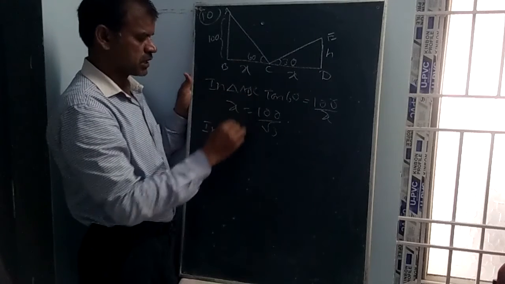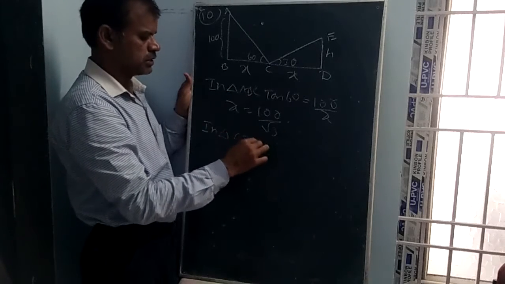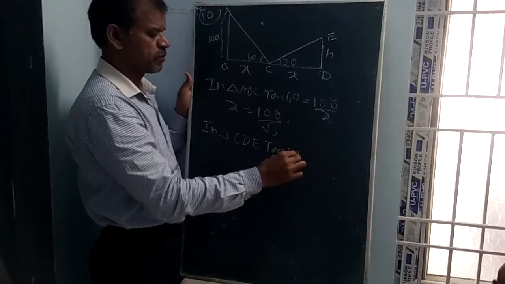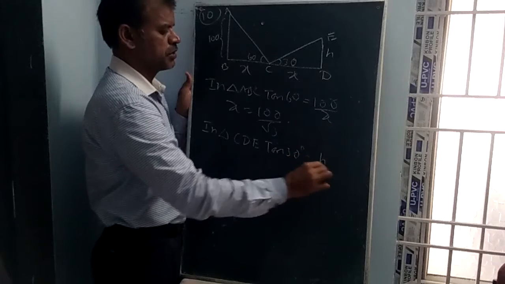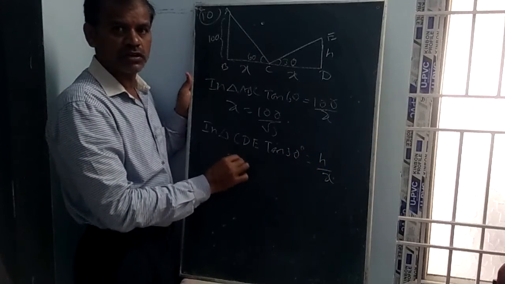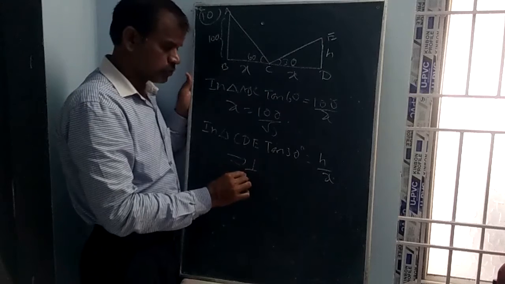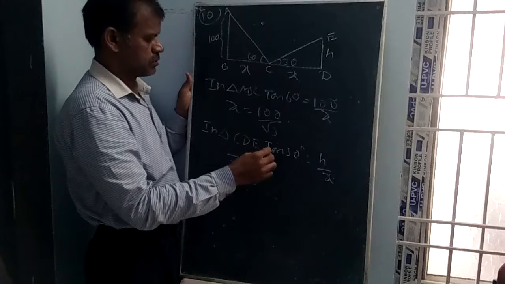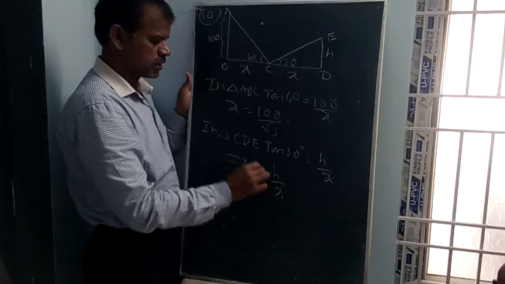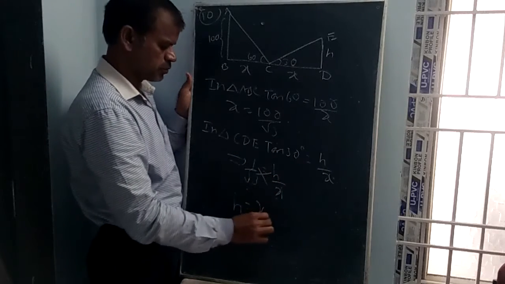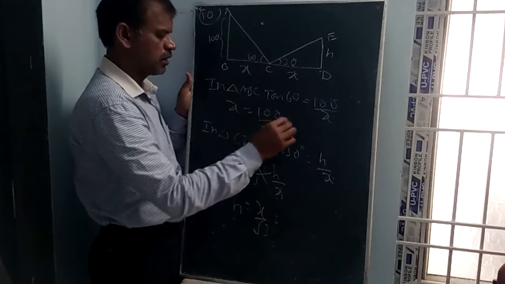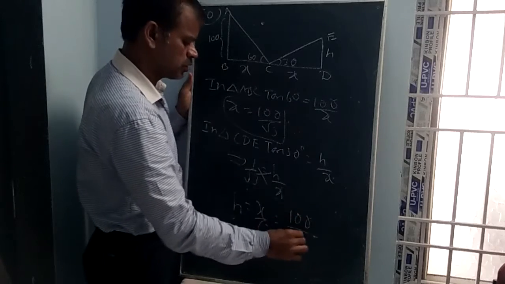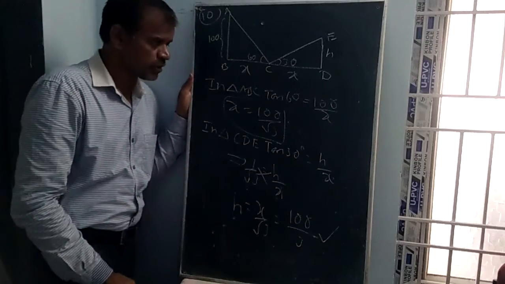Now see the second triangle CDE. In triangle CDE, tan 30 degrees is equal to h by x. What is the value of tan 30? 1 by root 3. So 1 by root 3 is equal to h by x. Taking cross multiplication, h is equal to x by root 3. We had already written x as 100 by root 3. So 100 by root 3 into root 3 becomes 3, so 100 by 3 is the answer.